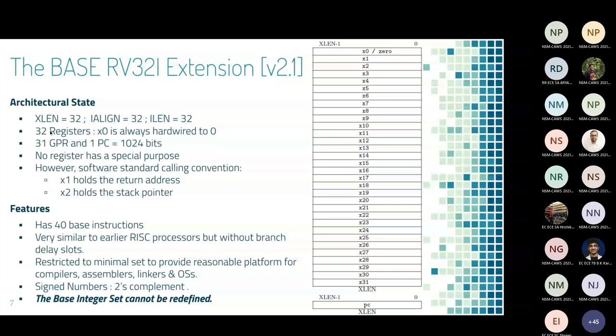ILEN at the end is basically your 32-bit instruction length. So all instructions in the RV32I are going to be 32 bits only, right? We are not looking at compressed today.